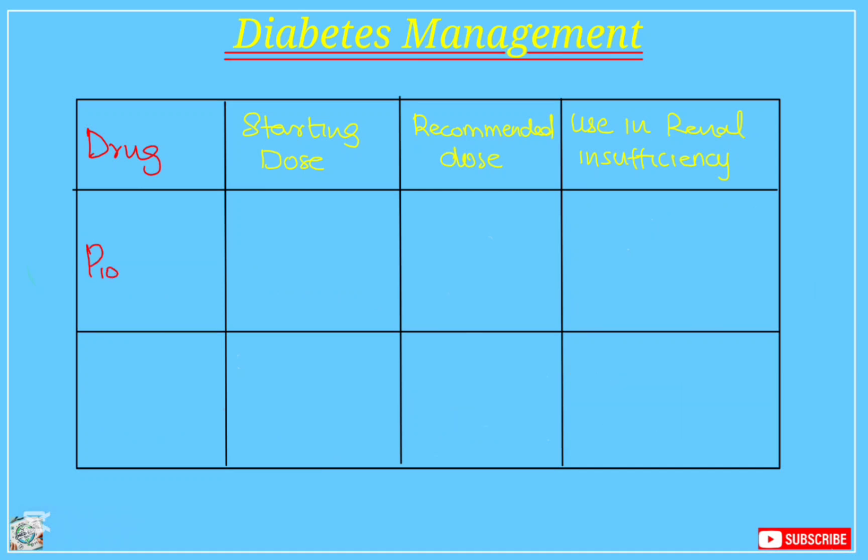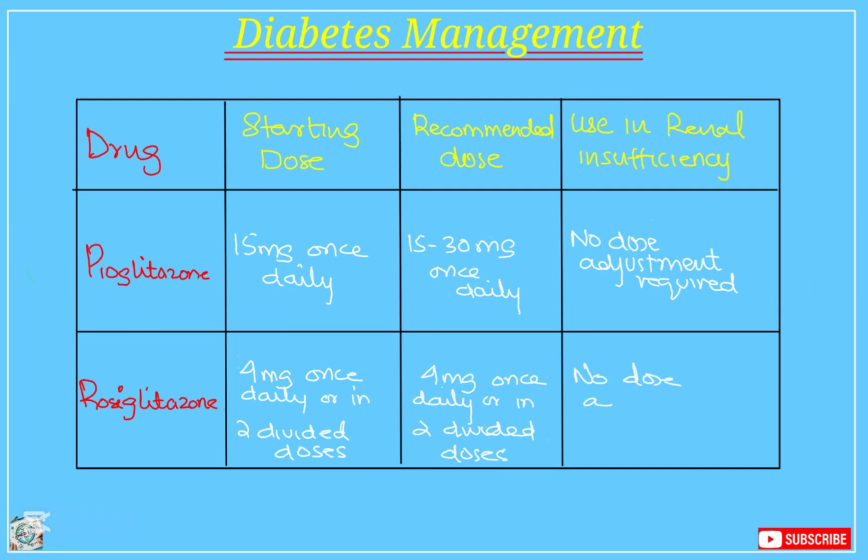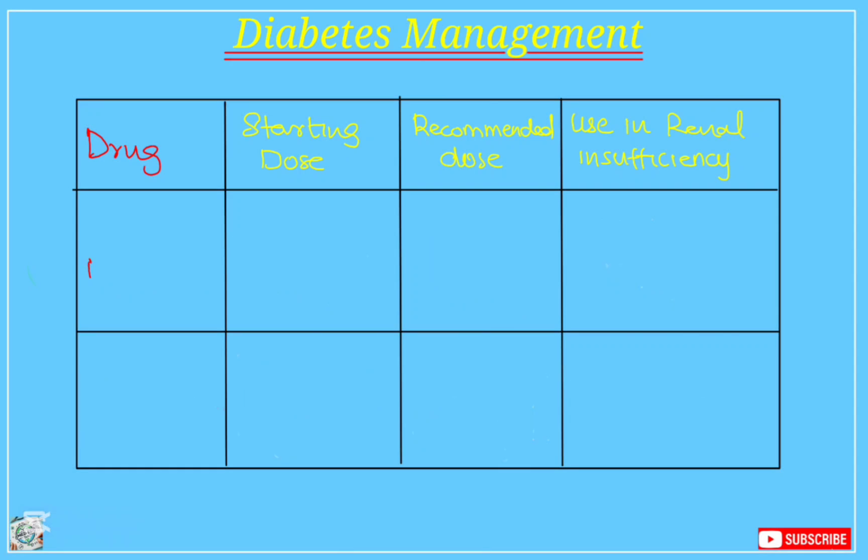Okay, let's talk about TZDs, the drugs that improve insulin sensitivity over time. Pioglitazone starts at 15 mg once daily and can be bumped up to 30 mg once daily. No kidney dose adjustments are needed. Same goes for rosiglitazone, which can be taken as 4 mg once daily or 2 mg twice daily, with no need to worry about the kidney function.